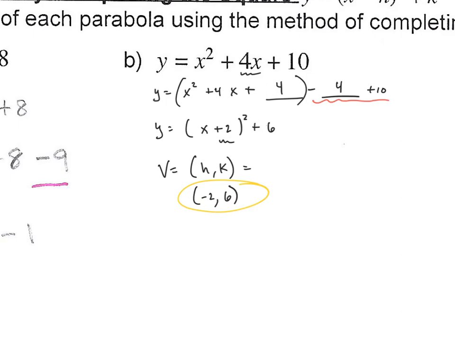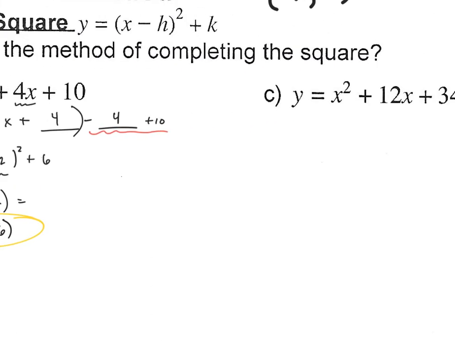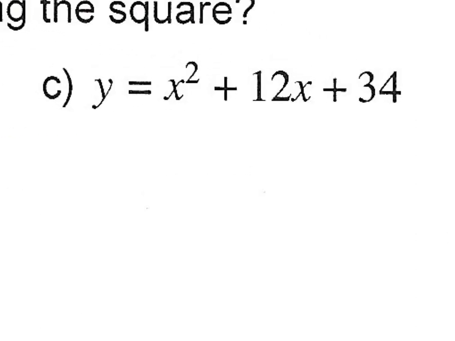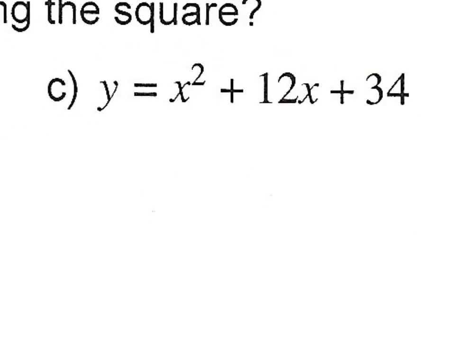And on this last one, instead of doing it that way, let's see if we can try a shortcut. Now, we know in order for this to be a perfect square, we have y equals x squared plus 12x. To create a perfect square, I need to have 36, right? 36 would create a perfect square because c equals 12 divided by 2, squared, which is 36. I don't have that, but I do have 34.